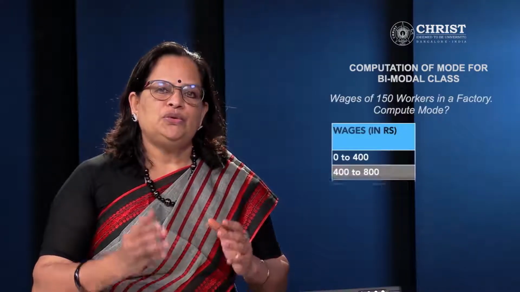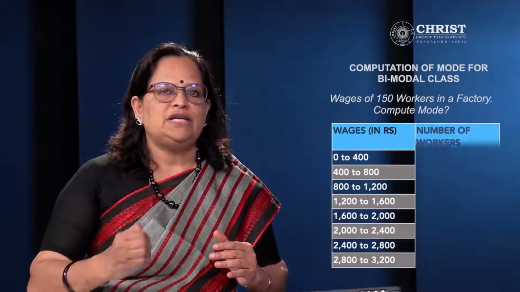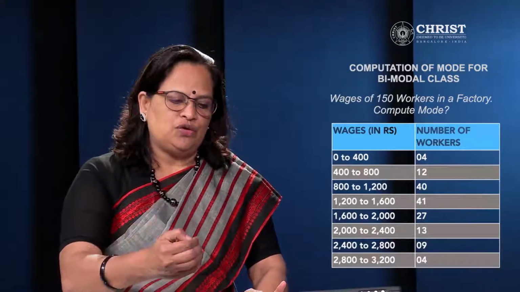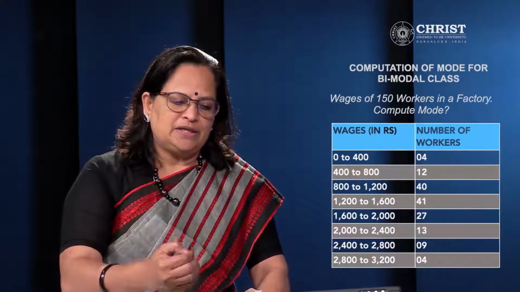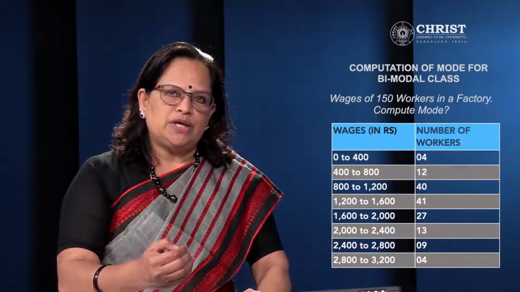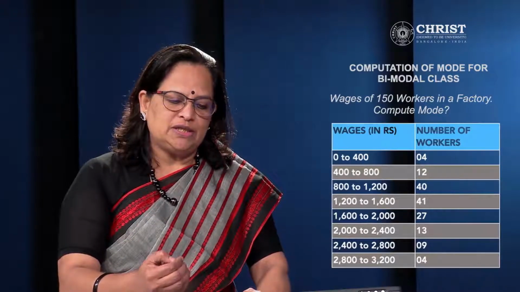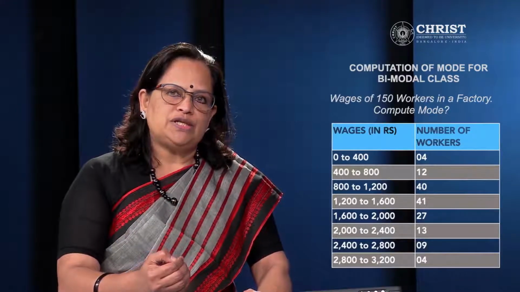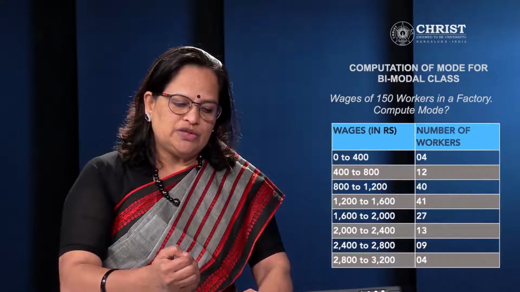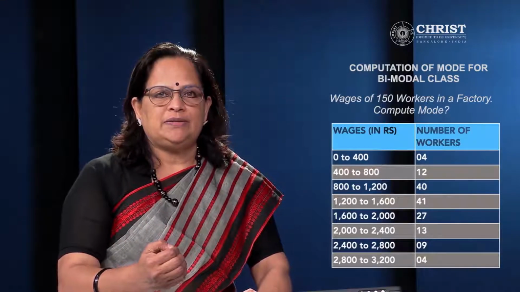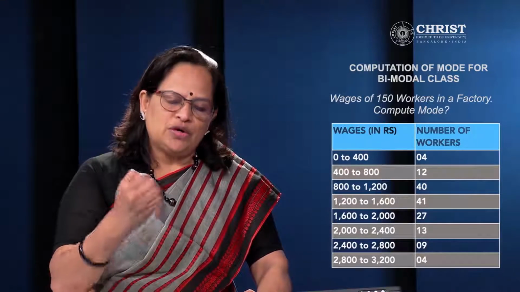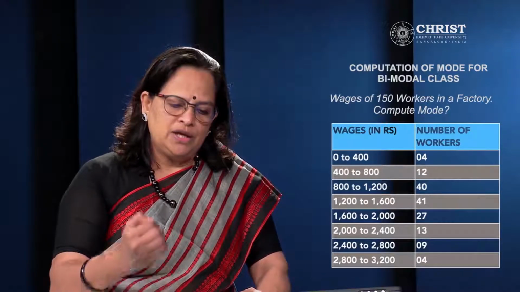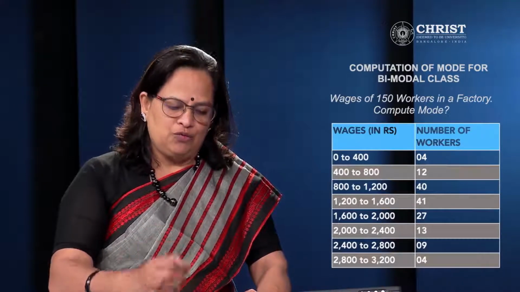The following table gives you the wages of 150 workers in a factory. Compute mode. The first column, wages in rupees: 0 to 400, 400 to 800, 800 to 1200, 1200 to 1600, 1600 to 2000, 2000 to 2400, 2400 to 2800, 2800 to 3200. And the number of workers, or the frequency values, are 4, 12, 40, 41, 27, 13, 9 and 4.